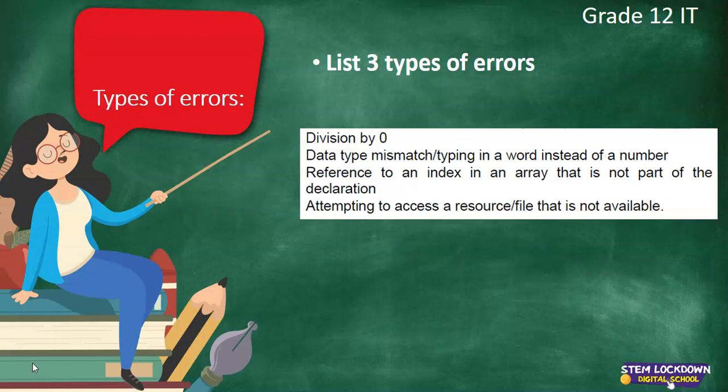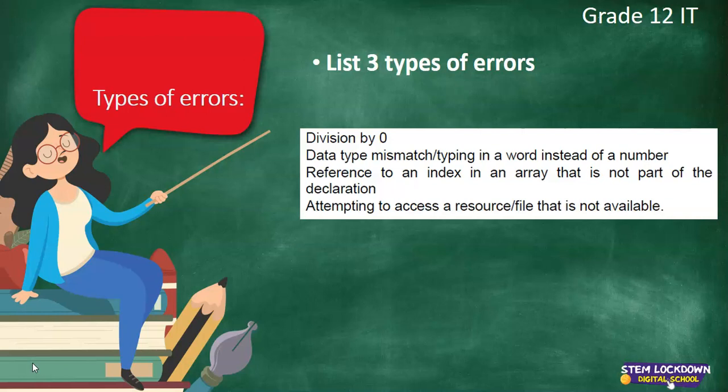So below is a list of examples of runtime errors. If we're going to divide by 0, our program will crash. If you have a data type mismatch, in other words, the person is maybe entering a character instead of a number and you try to string to int, that would be a runtime error and your program will crash.